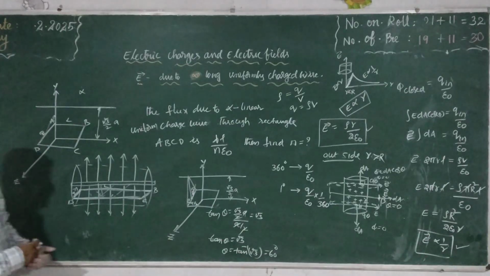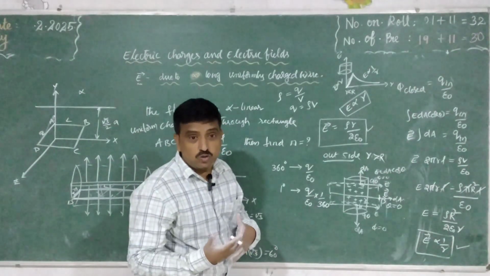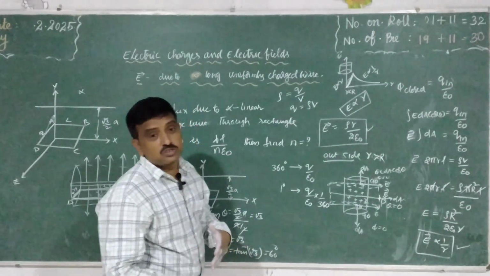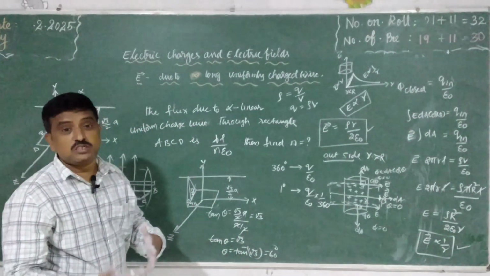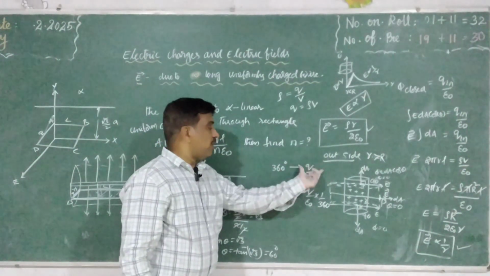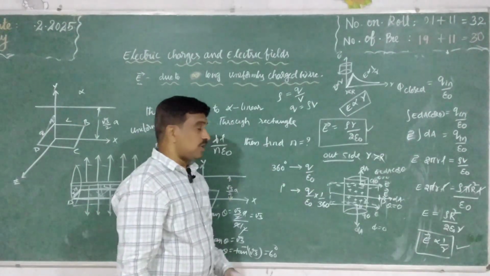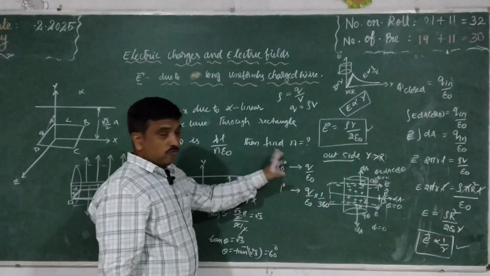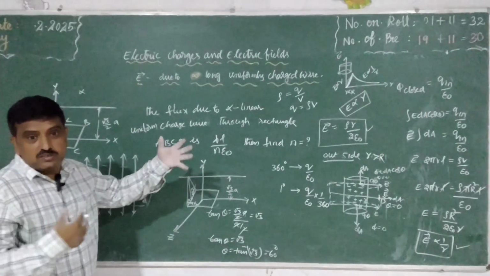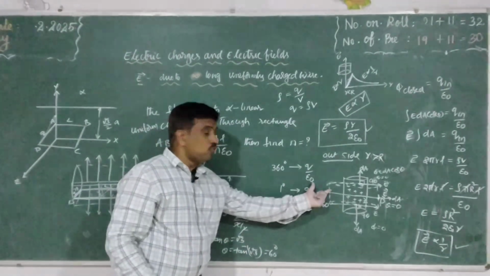For 360 degrees, how much is the flux? Q by ε₀, because according to Gauss law, the net flux through a closed surface is 1 by ε₀ times the net charge enclosed by the surface. That means flux through the closed surface is Q by ε₀, where Q is the charge inside. So 360 degrees equals Q by ε₀, and 1 degree equals Q by ε₀ into 1 by 360.